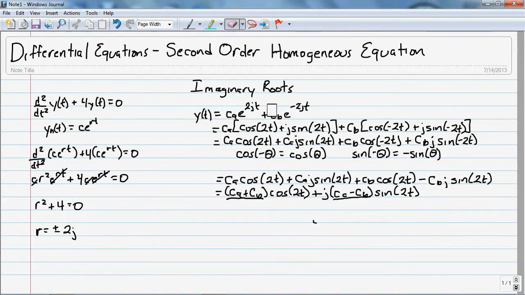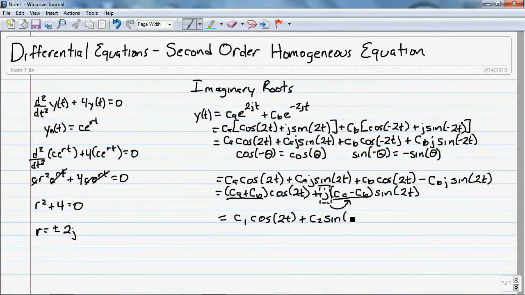And when we are using this process for a homogeneous equation, we can consider j as any number, and we can absorb that into our constant for the sine term. So we can redefine our constants: C1 cosine 2t plus C2 sine 2t.